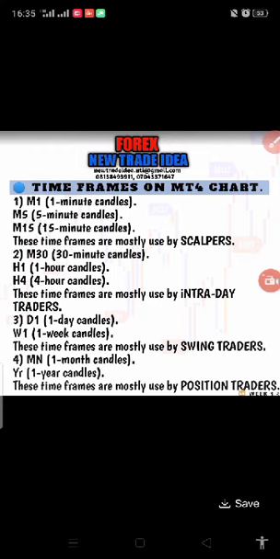And then we have MN, which represents 1 month candles, and then we have YR, which represents 1 year candles. So take note of this. These time frames, MN and YR, are mostly used by position traders. So these are the 4 types of traders we majorly have in the forex market.